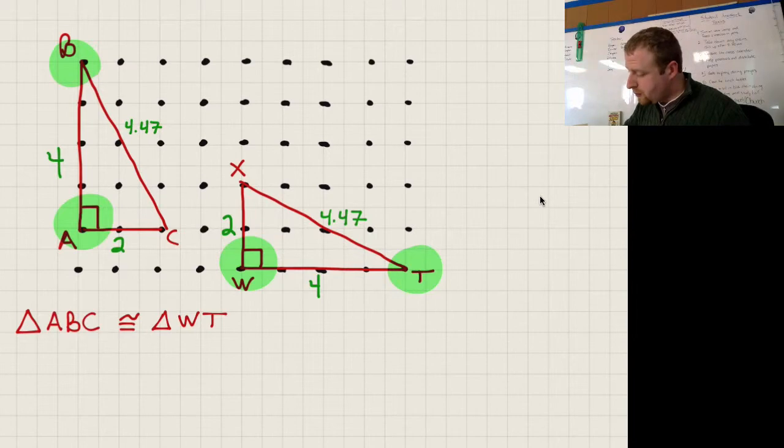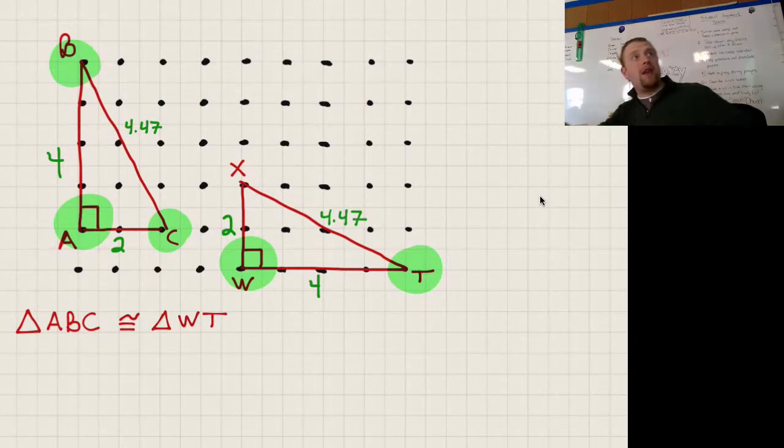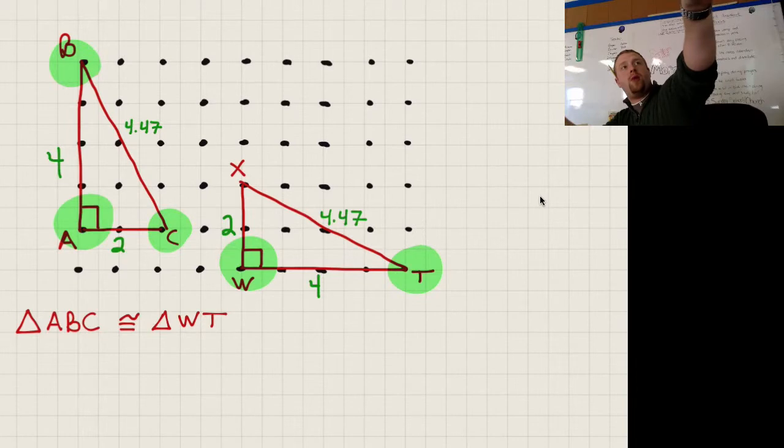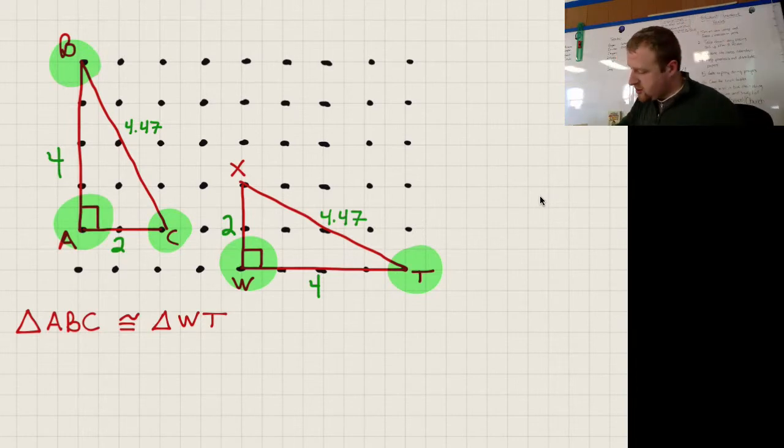Okay. Last but not least is C, and that's between the 2 and the 4.47. Well, on the next triangle, between the 2 and the 4.47 is X. So this must be WTX. Oh, wrong pen. Like so. So I've named them correctly.